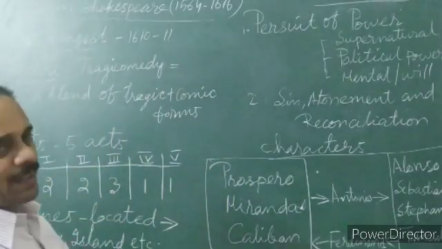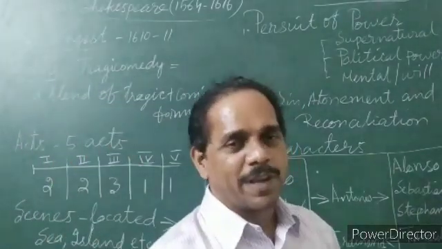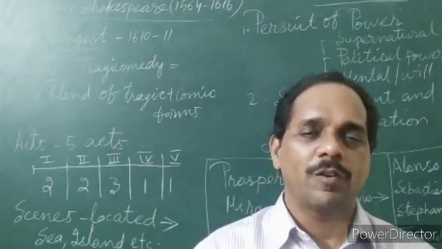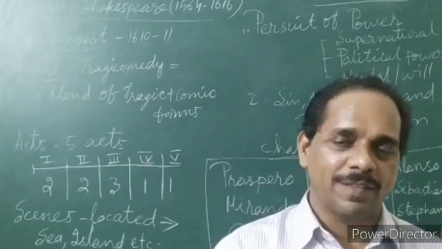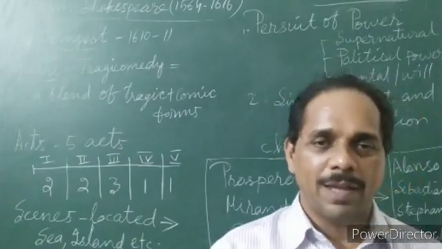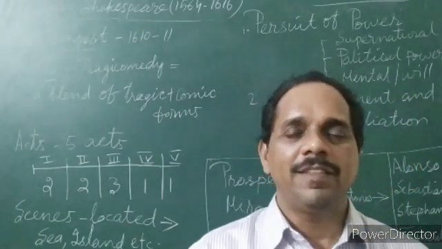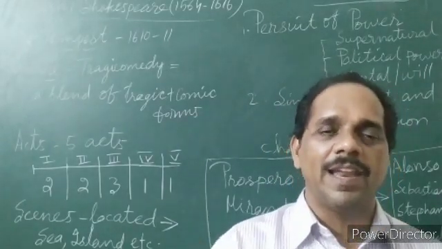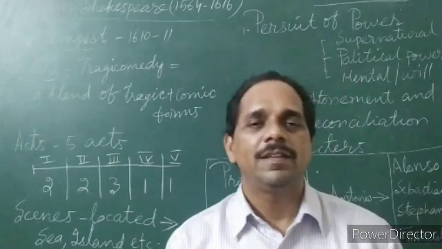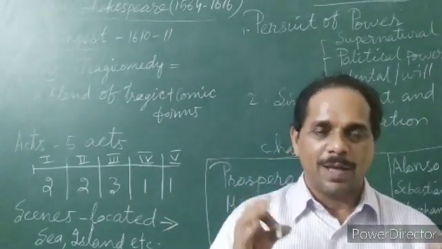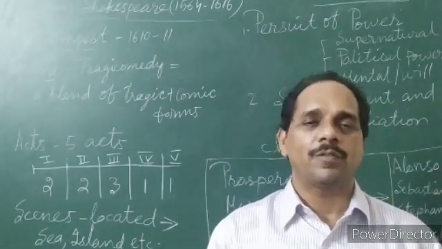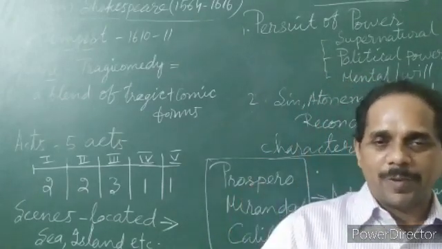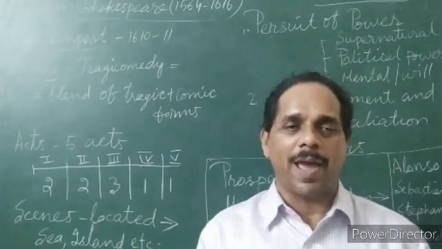We will come to the acts. How many acts are there? Most of the Shakespearean dramas are of 5 acts. The Tempest also has got 5 acts. You are not strangers to Shakespearean drama, because in 9th and 10th you have been studying The Merchant of Venice, one of the most popular dramas of Shakespeare. So there also we had 5 acts, here also 5 acts.